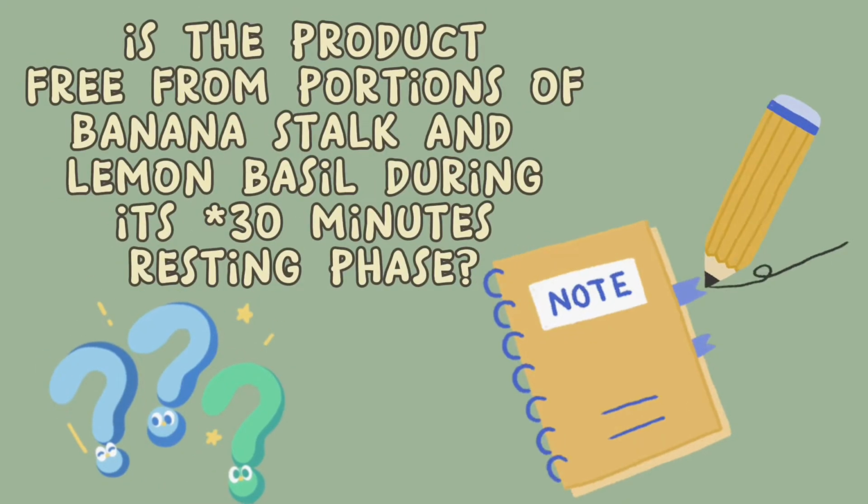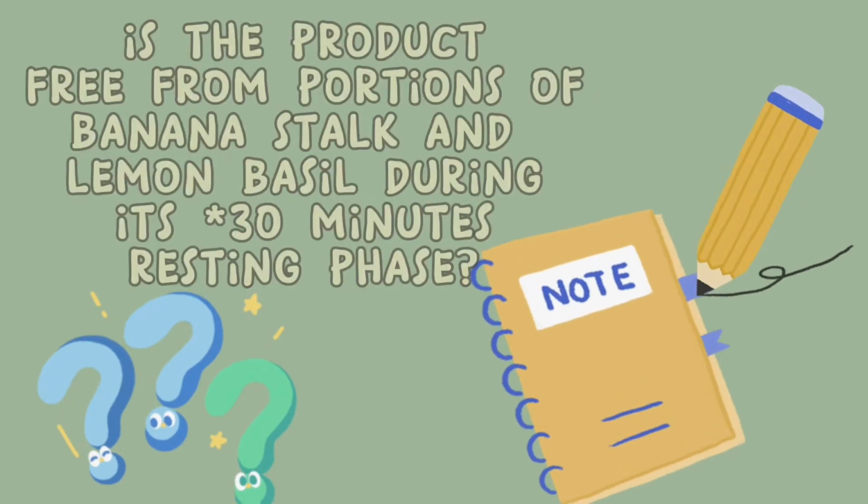Okay, for the fourth indicator, which is the filtering process: is the product free from portions of banana stalk and lemon basils during its 1-hour resting phase?